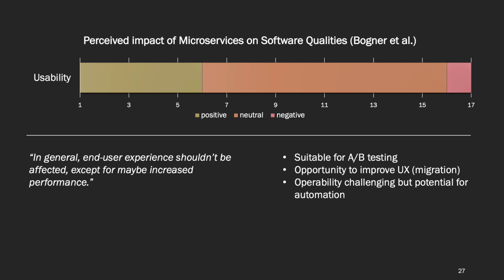Operability, in turn, was described as challenging due to the variety of involved components and different technologies. But in the opinion of the practitioners, it would eventually improve with a high degree of automation or very homogeneous services.